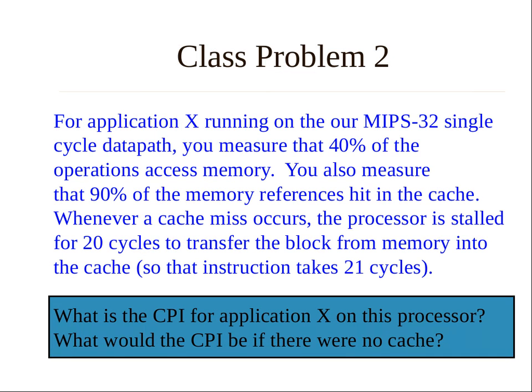Okay, you can use this if you want to visualize it. Okay. Another class problem. For application X running on MIPS 32, you measure 40% of accesses are to memory, and you measure 90% of the memory references hit the cache. Whenever a cache miss occurs, the processor stalls for 20 cycles to transfer the block from memory into cache. So that instruction takes 21. So what's the CPI? Oh, there we go. Great. I like this one.